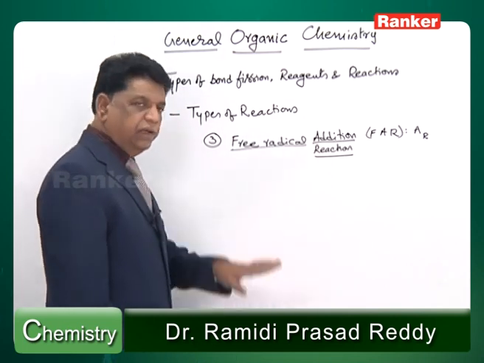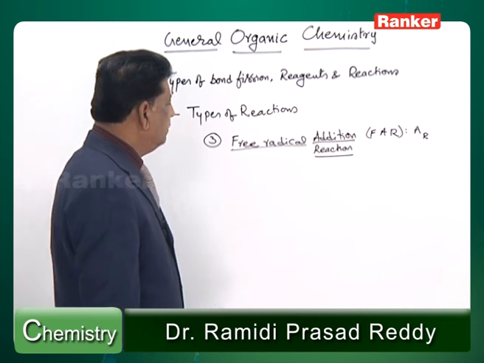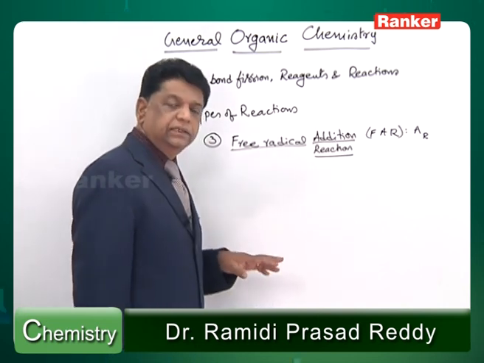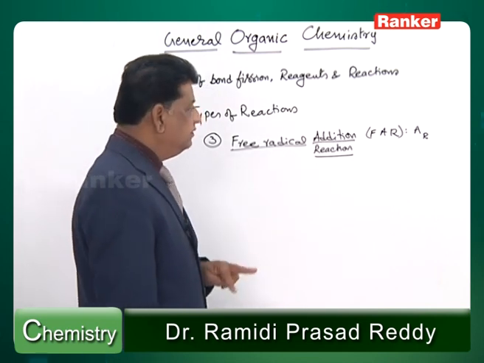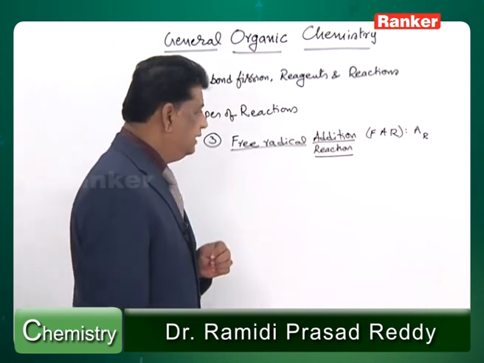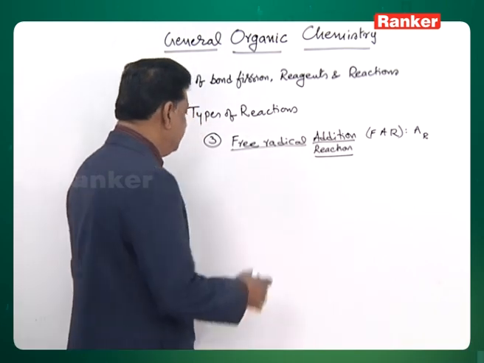In fact, the second step also involves only a radical, but the classification of the addition reaction is based on the first attack, because two species are attacking. The first attacking species is the criterion. Here the radical is attacking.